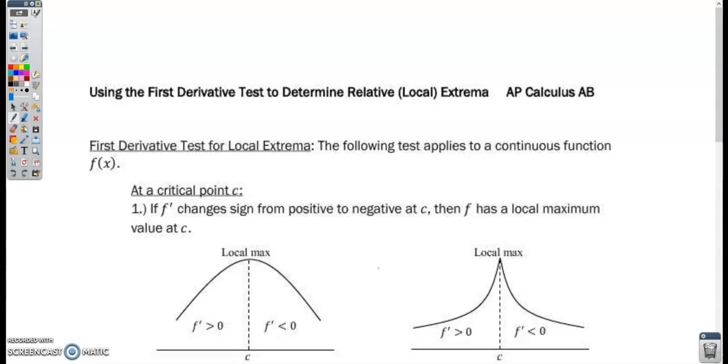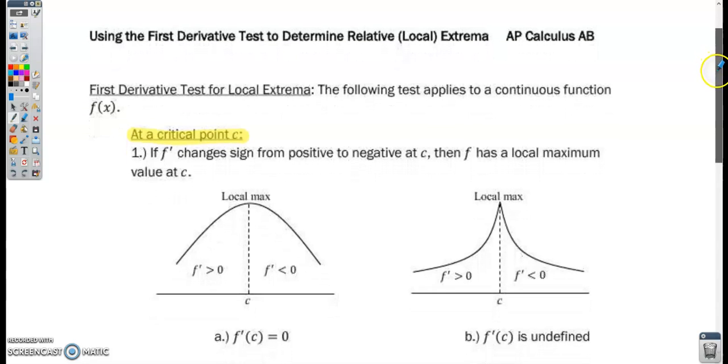The following test applies to a continuous function f of x. So we need our function f of x to be continuous. And on the first page here we're going to look at the three situations that can occur at a critical point c. So if we find a critical point using our derivative, these are the three scenarios that can occur.